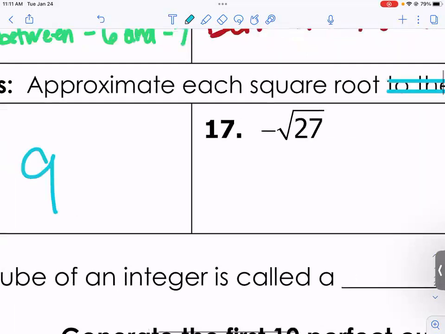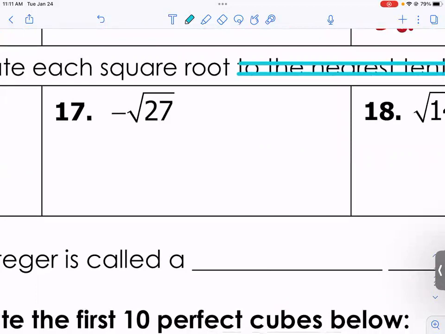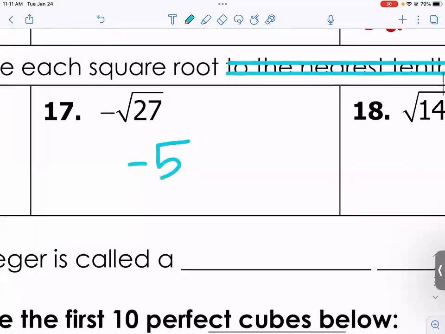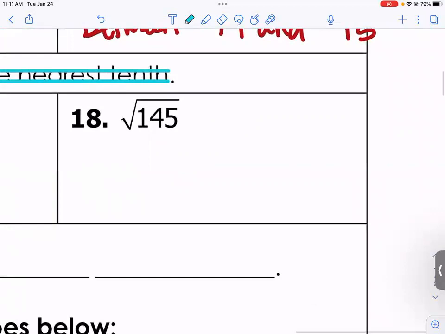All right, Bella, what about negative square root of 27? What's that gonna be close to? Okay, good. Since it's negative, we are gonna include the negative, okay? 27 is closest to this perfect square of 25. Okay, Harper, what about 145? Good. Square root of 144 is 12, so that's gonna be the closest to this one.